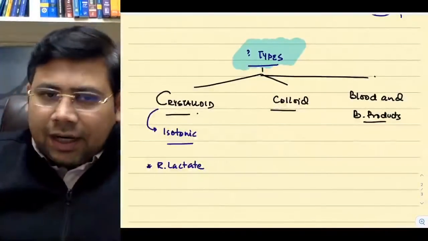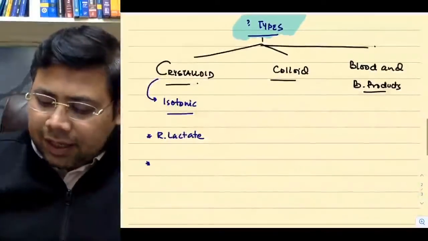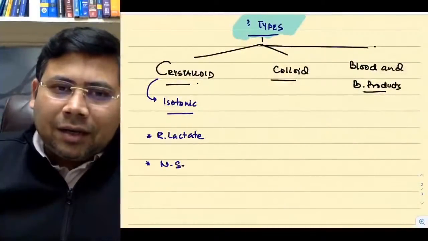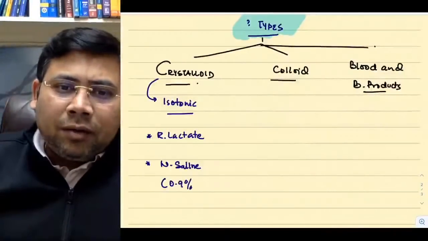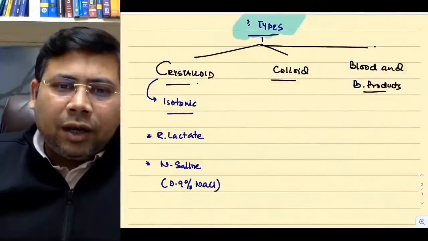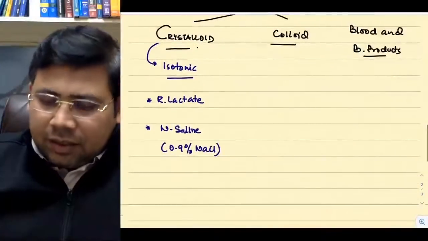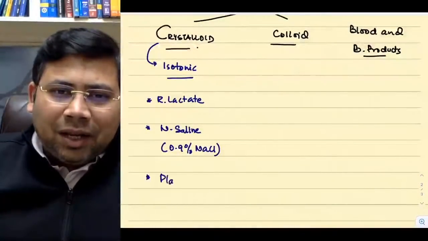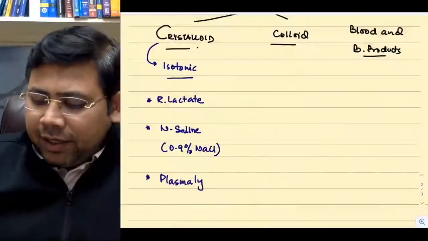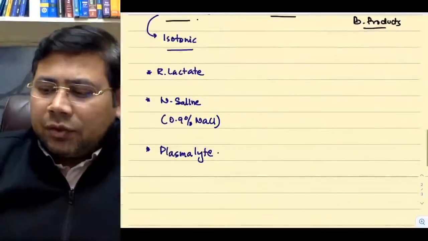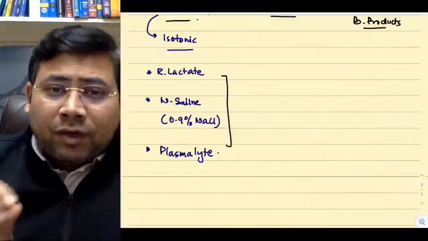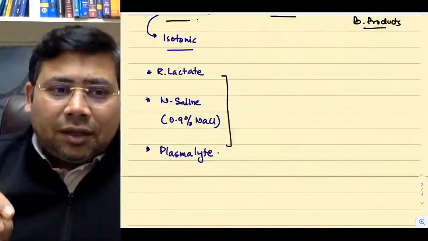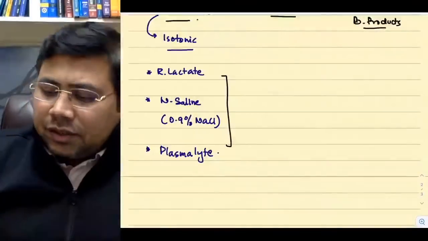The second is normal saline, NS. This is 0.9 NaCl. Next, we can have Plasma-Lyte. So these are the three isotonic solutions. They are the basic fluids for resuscitation.